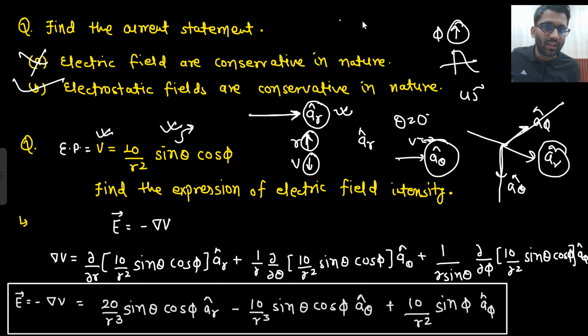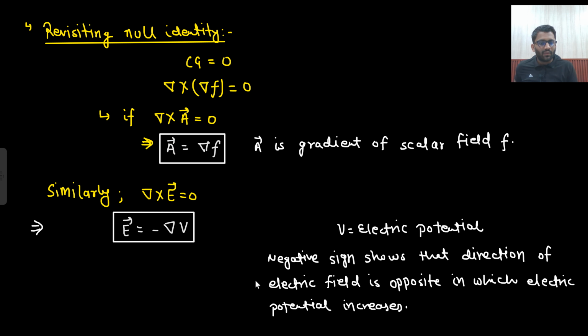So if I am going in the direction of phi, then my electric potential is decreasing. If my electric potential is decreasing, then the direction of electric field will be in a_phi only. So are you getting plus a_phi? Yes. Is that clear to you? This is the meaning of electric field is negative gradient of potential.